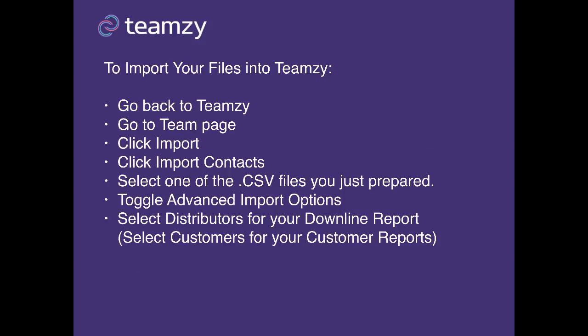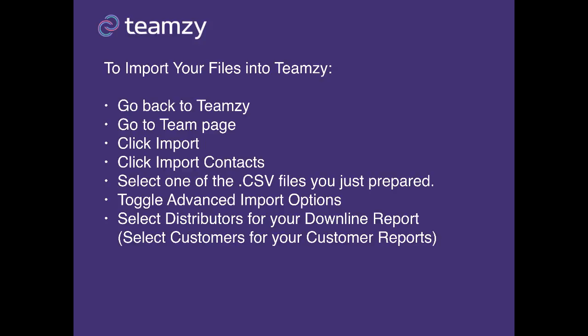Okay, to import your files into Teamzy, we'll go back to Teamzy, get logged in, go to the team page. Okay, click on import. You'll see it on the top left area. Click import. Now from the import drop down, select import contacts. Okay, and you'll see the select button. Select one of the CSV files you just prepared. Let's take the first one, which was the downline report.